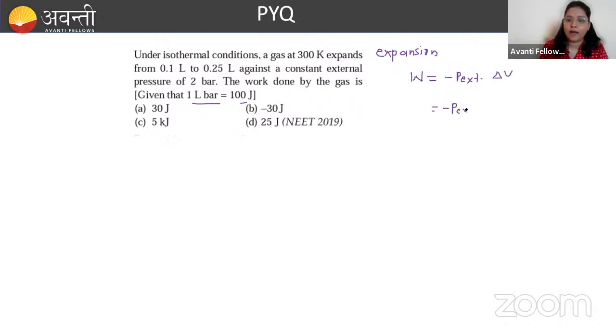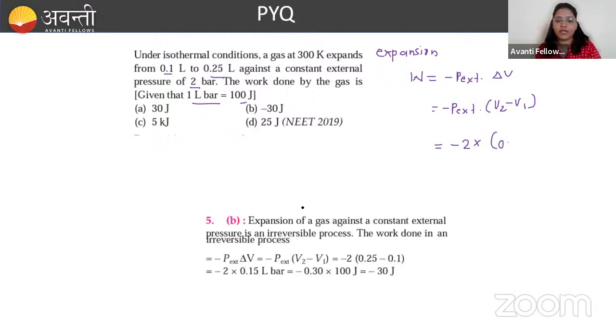Put the values: minus P external into delta V, meaning V2 minus V1. What is given here? V2 is 0.25 and V1 is 0.1. Put this value, and the value of 2 bar. What will be the answer? It is equal to minus 2 into 0.25 minus 0.1. When I do this multiplication, I will get the answer in liter bar, but we want the answer in joule. So I multiply liter bar with 100 joule, because 1 liter bar is equal to 100 joule. So I will get the answer minus 30 joule. That is option B.